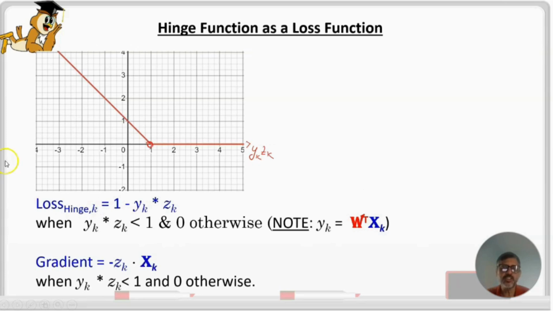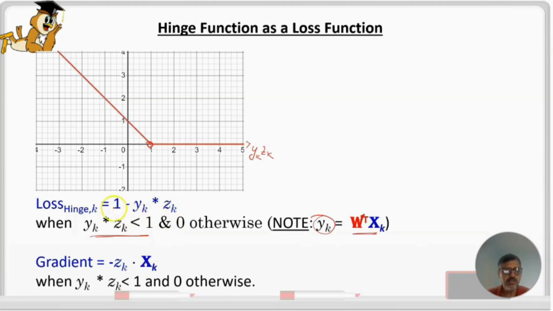Mathematically, the hinge function can be written as 1 minus yk times zk. That's basically this graph when yk zk is less than 1 and 0 otherwise. Of course, let's keep in mind that yk is simply w transpose xk, right? So this is how the loss is defined for a hinge function.